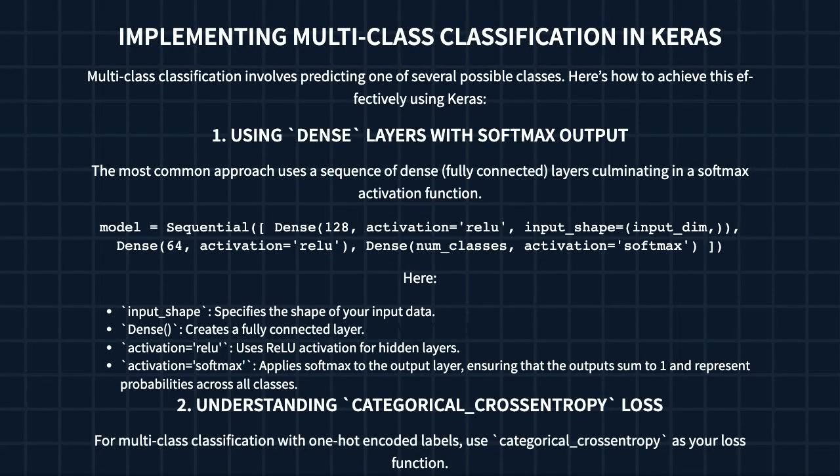Okay, let's talk about how to handle multi-class classification in Keras. The basic strategy involves using dense layers, think fully connected networks, and ending with a softmax activation function. This ensures that the outputs represent probabilities for each possible class and add up to 1. We'll typically use ReLU activation in our hidden layers, which is a good default choice. When compiling your model, it's really important to select categorical cross-entropy as your loss function.